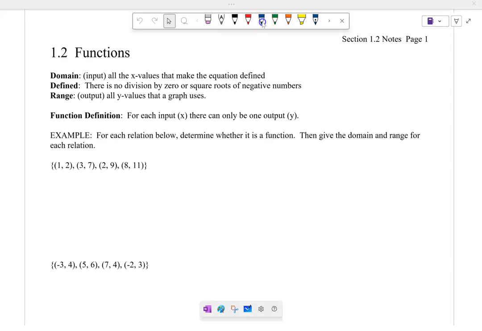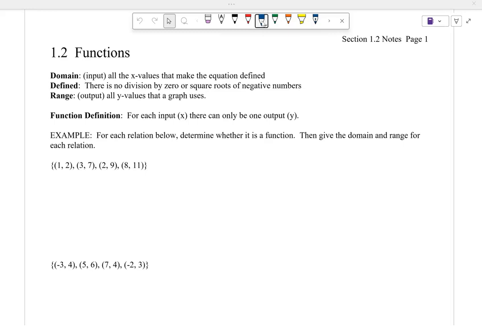Our domain is the set of all, typically, x values, your input values. That's your domain. The range is the set of all y values, typically y values. Those are your output values, the set of all outputs. And remember, there's no division by zero. Can't take square roots of negative numbers, at least right now. We're only working in the real numbers right now.